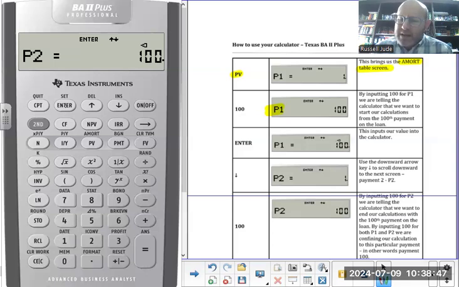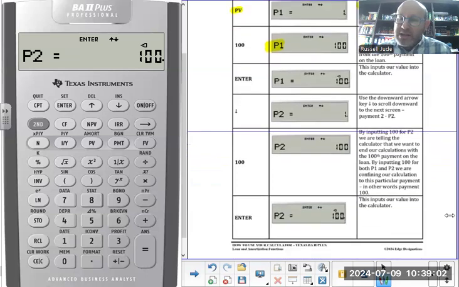What have I done by now, guys? I've told my calculator I want it to work within a range of numbers of 100 to 100. When I tell the calculator to work within a range of 100 to 100, what am I essentially telling it? I'm telling it, give me all the details surrounding only one payment, and that is payment number 100. Start at 100, end at 100. In other words, just look at a single payment of 100.